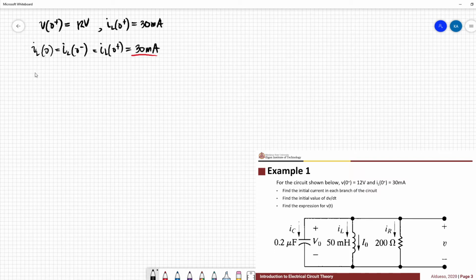For the current in the resistor, we have IR equivalent to V over R. So for the initial current of R at 0+, equal to V0 of 0+ over R, equal to 12 volts over 100 ohms, equal to 3 milliamperes.